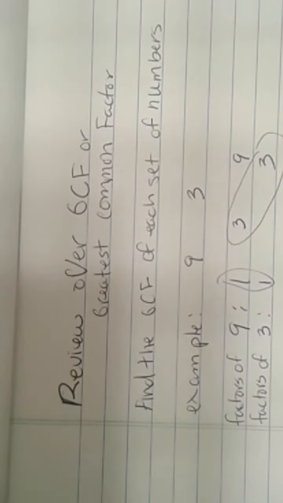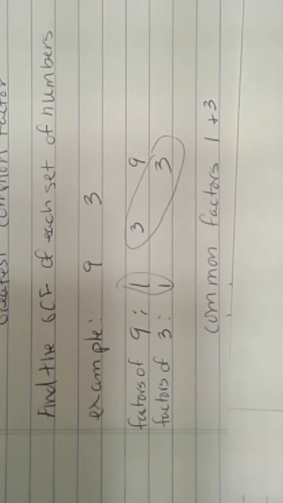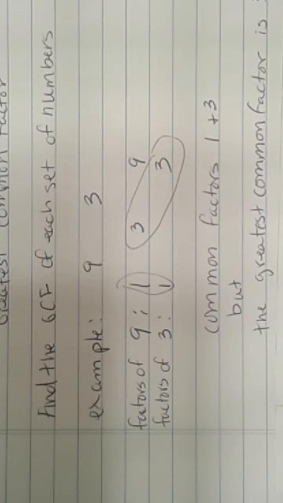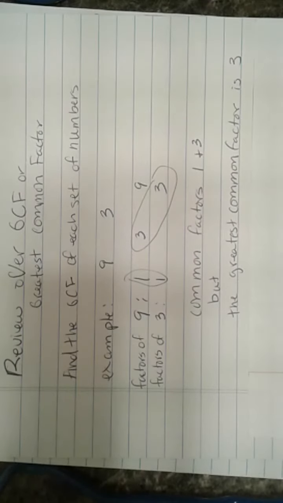So what are the common factors of 9 and 3? Well, the common factors of 9 and 3 are 1 and 3. But that's not what the direction says. The directions ask you, what is the greatest common factor of 9 and 3? Well, the greatest common factor of 9 and 3 is 3.